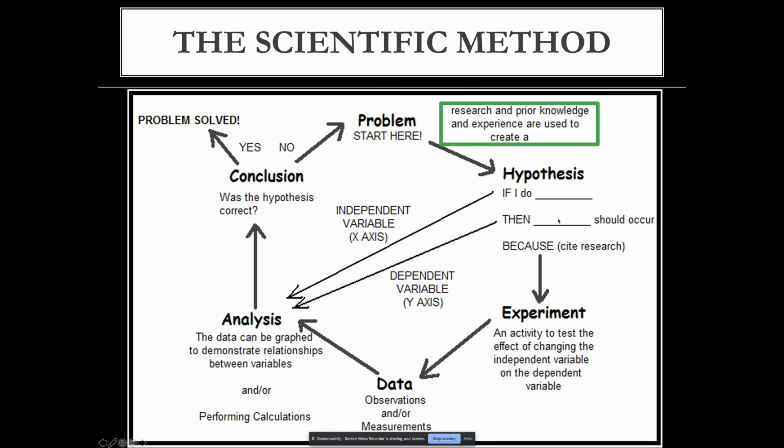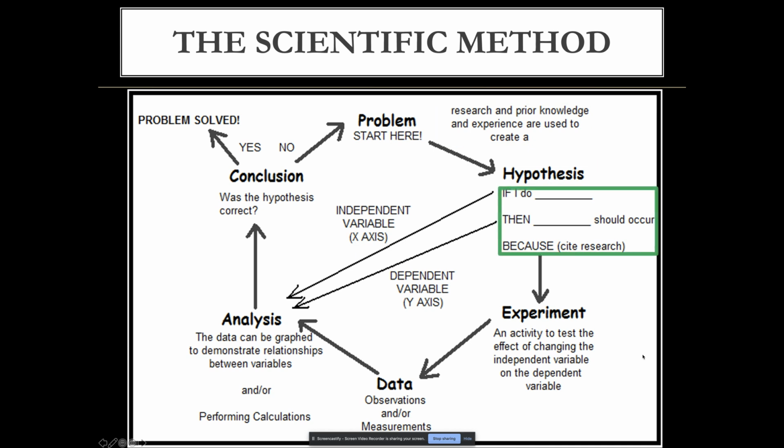So for example, let's say I want to test the effect of changing temperature on the rate of a chemical reaction. If I increase the temperature, then the reaction rate should increase, because the hotter the system is, the more frequently the molecules will collide with each other, and therefore more reactions will occur in a shorter period of time. And that you would get through researching, which you'll get in a unit later in the year called kinetics and equilibrium. And then you conduct an experiment.